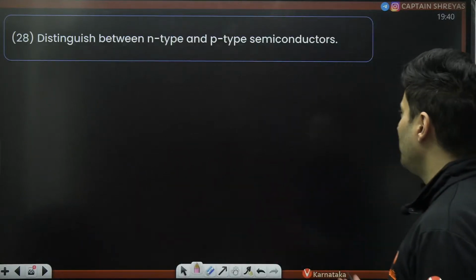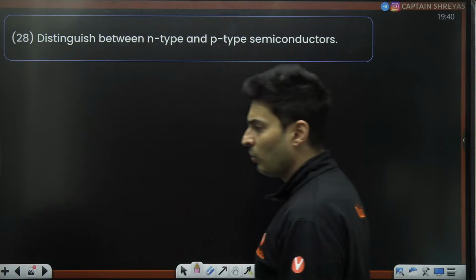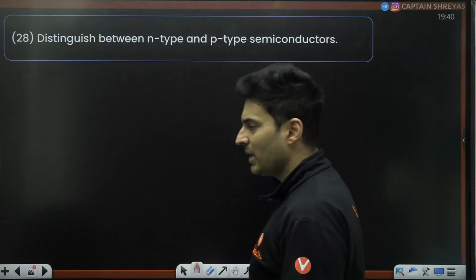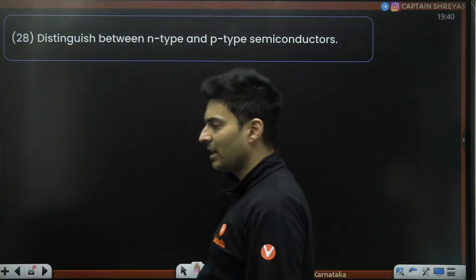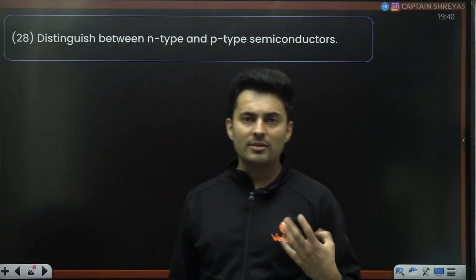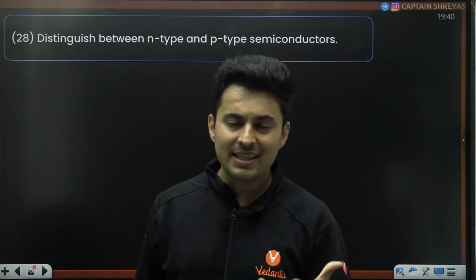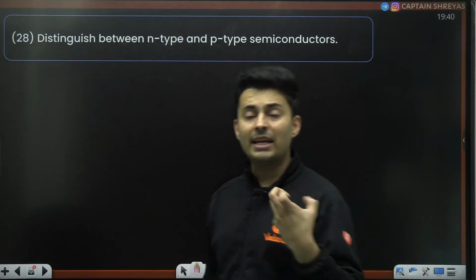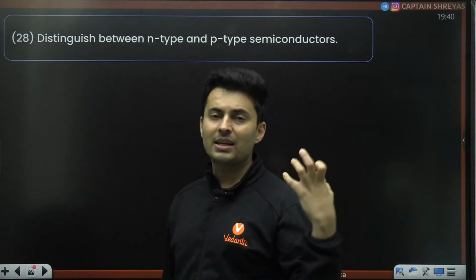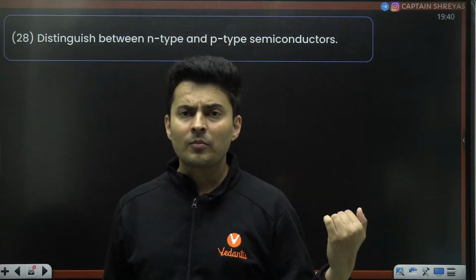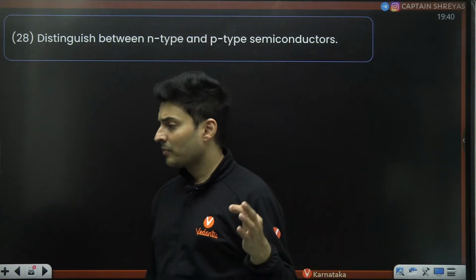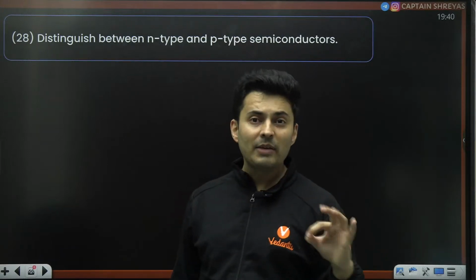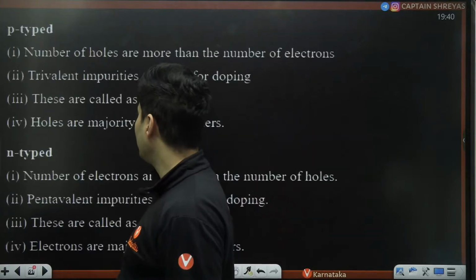Distinguish between N-type and P-type semiconductor. What is the distinction between N-type and P-type semiconductor? We have done this many times. N means electrons, P means holes. Excess electrons are in N-type, while P has excess acceptors, basically holes. N will be doped with pentavalent impurities. P will be doped with trivalent impurities.